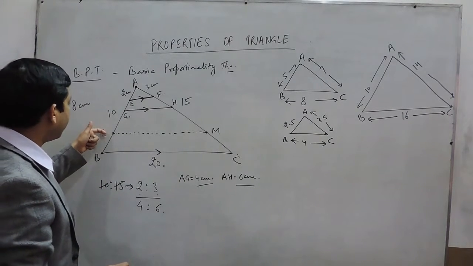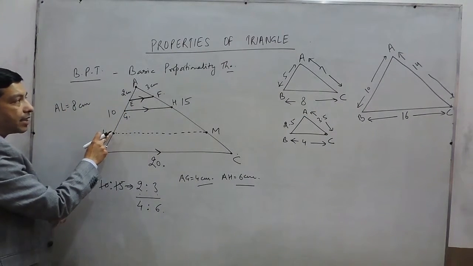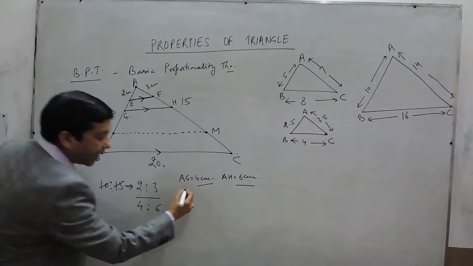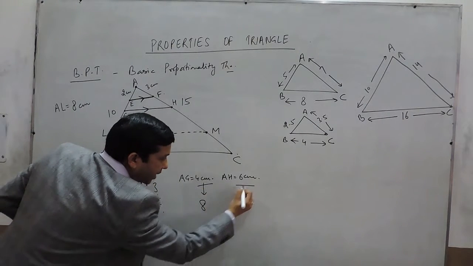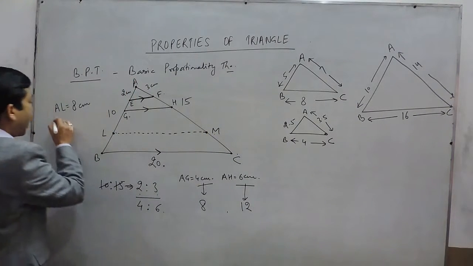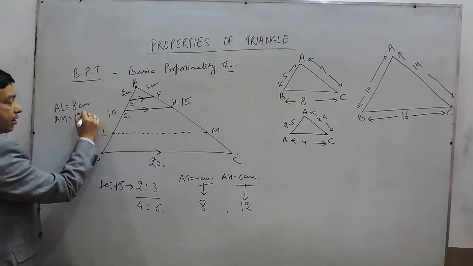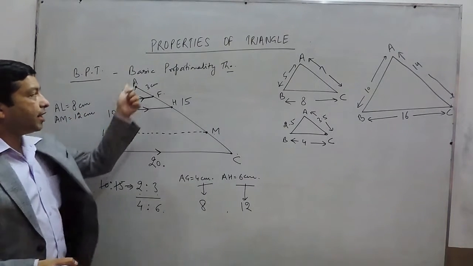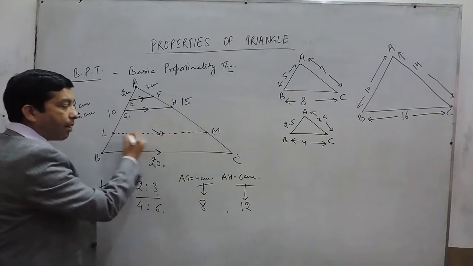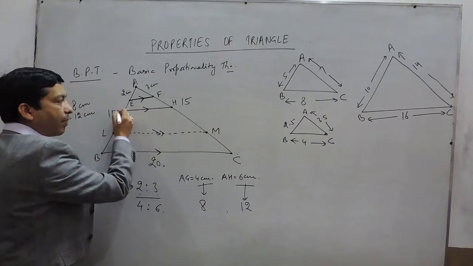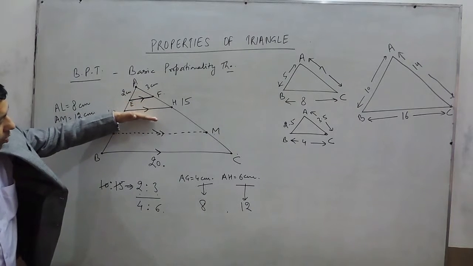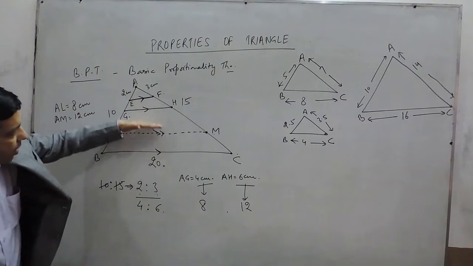In the same ratio, 8 is basically 80% of 10. If we take this value as 8, then the other will automatically become 12, and AM has a value of 12 centimeters. Again, the ratio of AL to AM becomes 2:3. Then LM is also parallel to BC, and parallel to GH as well as EF.